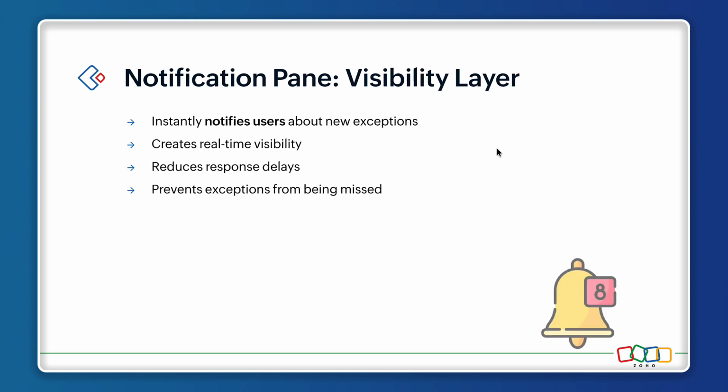And second is the notification pane, which acts as a visibility layer. It instantly notifies the user about the new exception record that has been created by the scheduler.